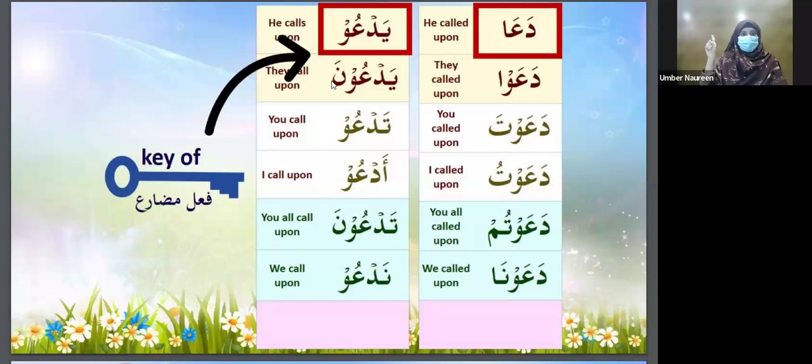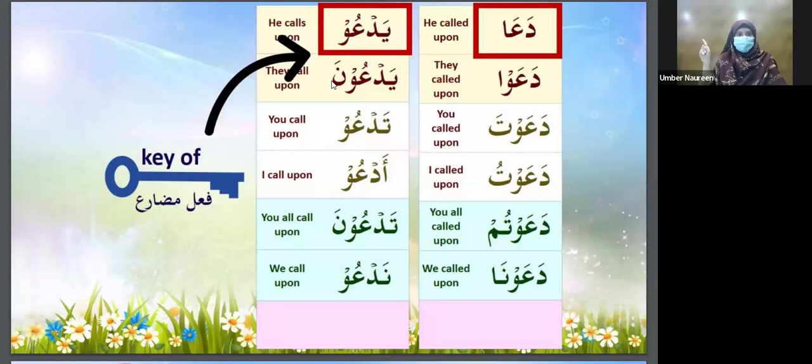Da'a. Okay. Yad'u, he calls upon. Yad'una, they call upon. Tad'u, you call upon. Ad'u, I call upon. Tad'una, you all call upon. Nad'u, we call upon. Sister Mariam.